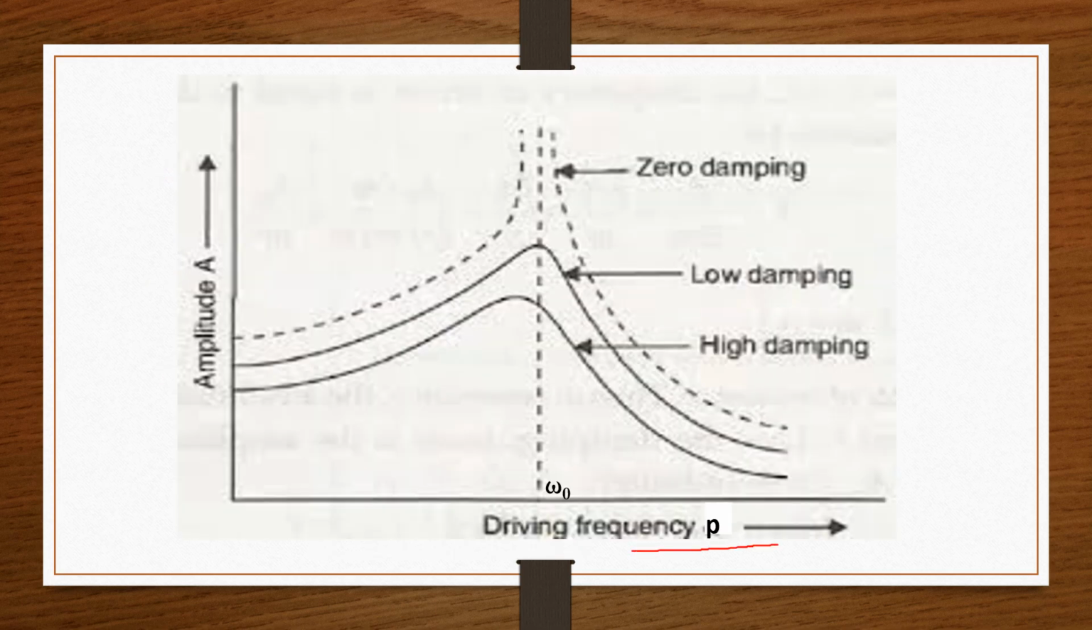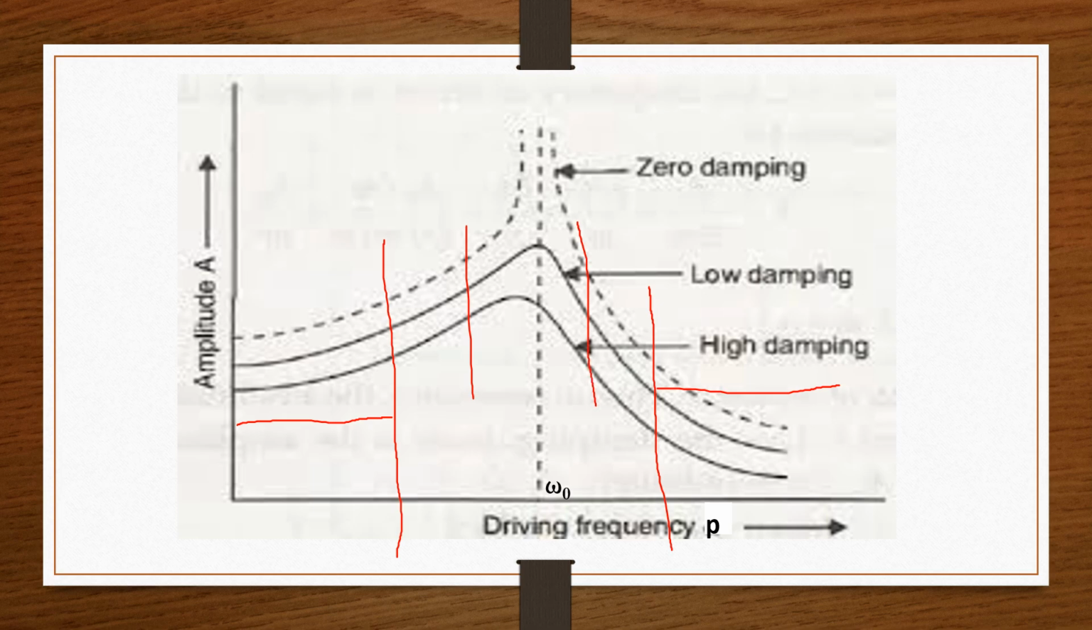Here the driving frequency P is plotted along the x-axis and the amplitude of oscillations is plotted along the y-axis. This value of frequency is our natural frequency omega 0. This region is called the low driving frequency when P is much less than omega 0. And from this region onwards, it is called the high driving frequency when P is much greater than omega 0. Now this region is where resonance occurs when P is approximately equal to omega 0.